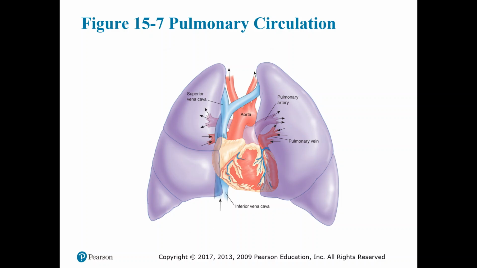its tributaries. The lungs themselves receive little of their blood supply from the pulmonary arteries or veins. Instead, bronchial arteries that branch from the aorta supply most of their blood. Bronchial veins return this blood from the lungs to the superior vena cava.